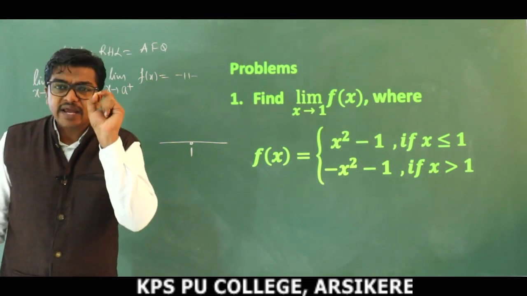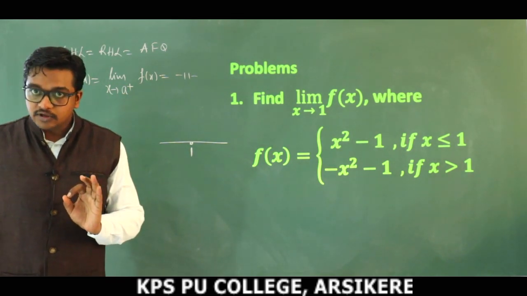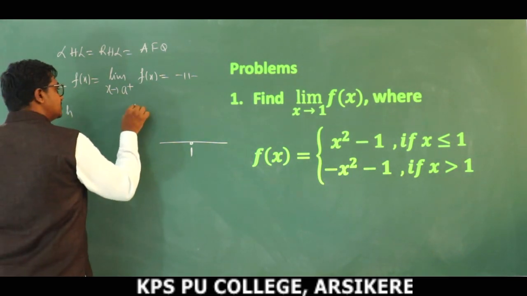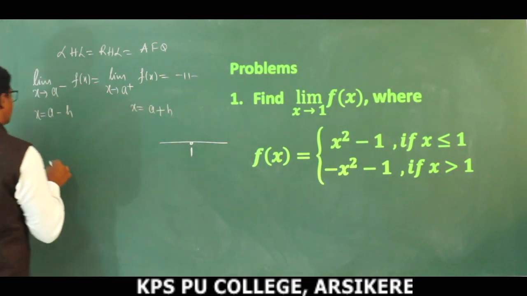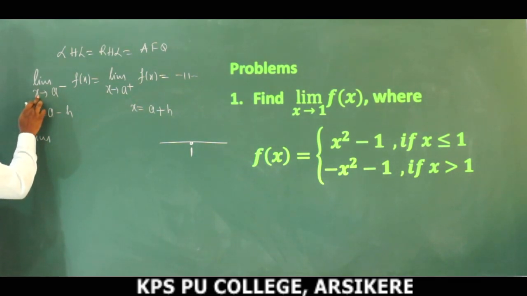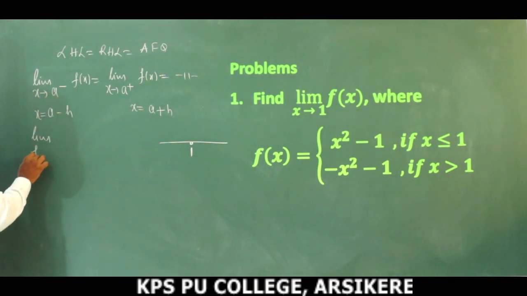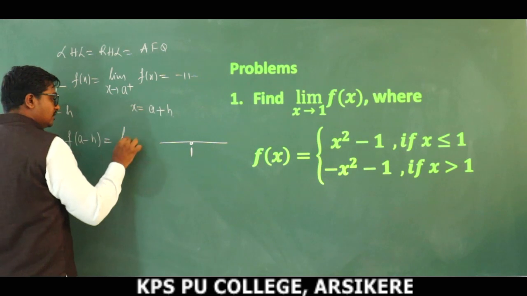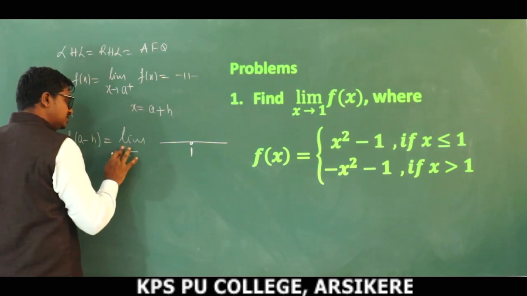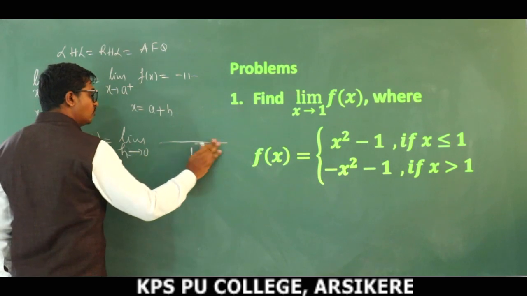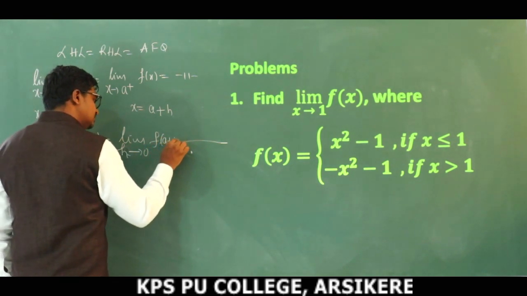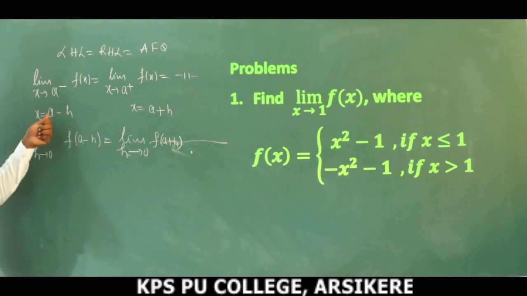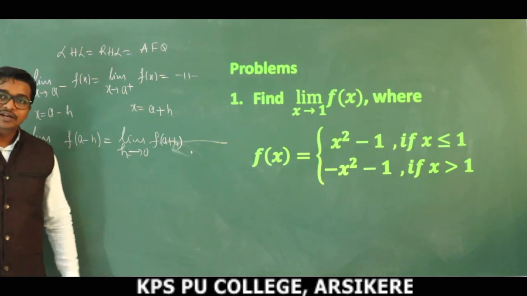H is a very small minute quantity. Okay, so here what we do is replace x is equal to a minus h, and here replace x is equal to a plus h. This becomes, as you know, when x approaches a it means here h approaches 0. Limit as h approaches 0 of f of a minus h is equal to limit as h approaches 0 of what? F of a plus h. This is the method. Just for RHL replace x is equal to a plus h, and for LHL replace x is equal to a minus h.